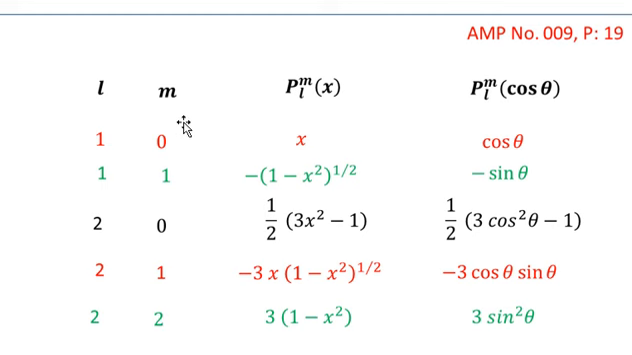But in the column under the values of the magnetic quantum number M, I have shown only the positive values. The negative values also exist, but I have just shown the result for the positive values. So P and M, that is the associated Legendre polynomial, is listed in the third column, and for the hydrogen atom, the associated Legendre polynomial values are listed in the fourth column.